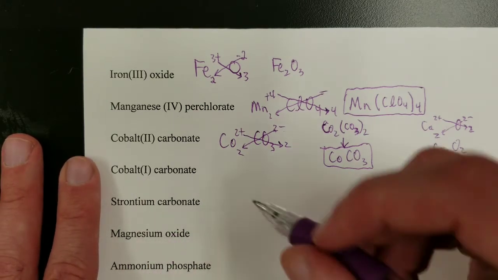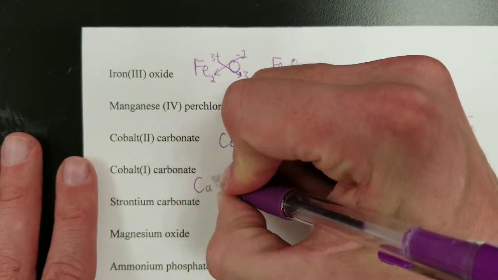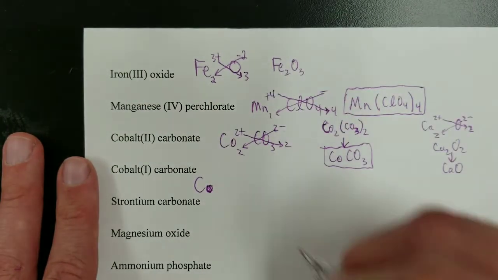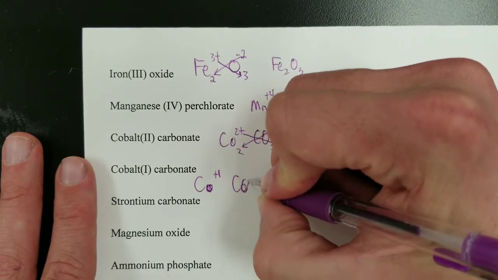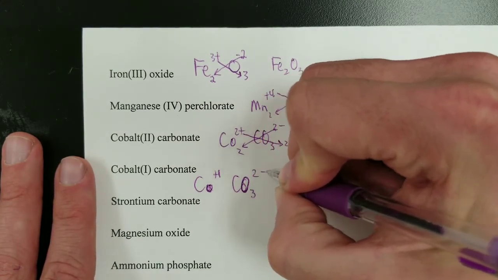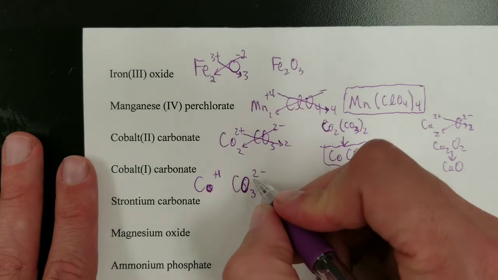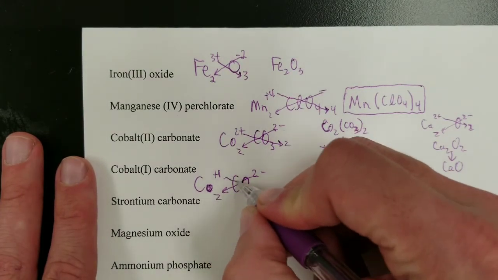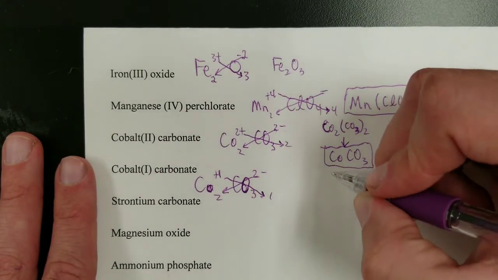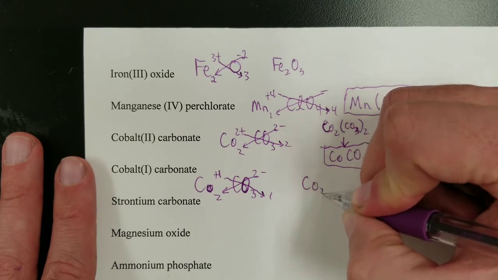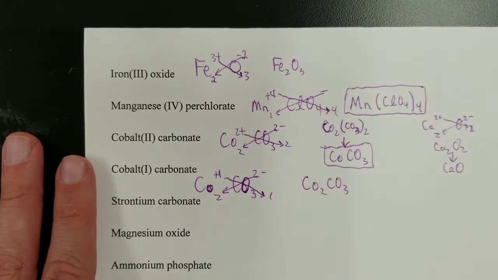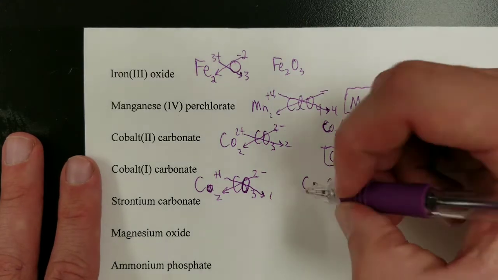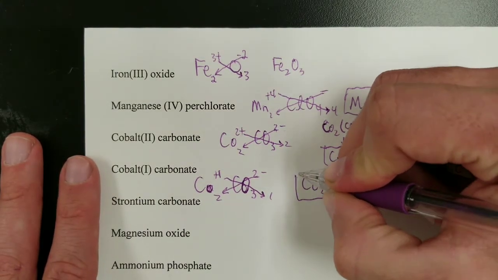So cobalt 1 carbonate is cobalt with a +1 charge and carbonate, which is CO3 and a 2- charge. That tells me it's going to be 2 cobalts and 1 carbonate. So cobalt, there's 2 of them. There's your carbonate. Again, there's only 1 carbonate, therefore no parentheses needed.